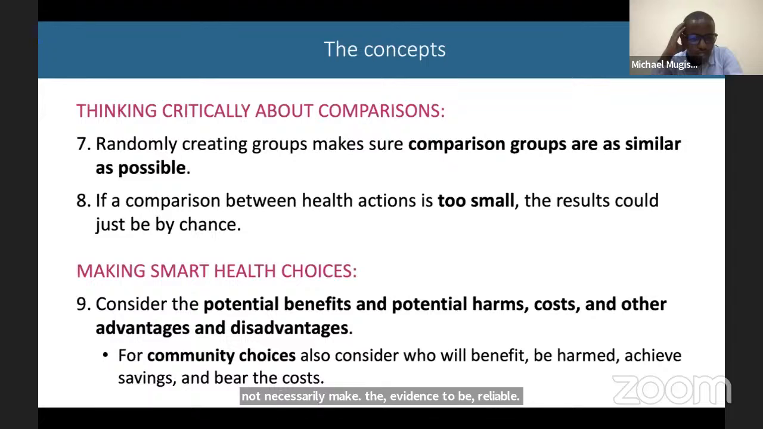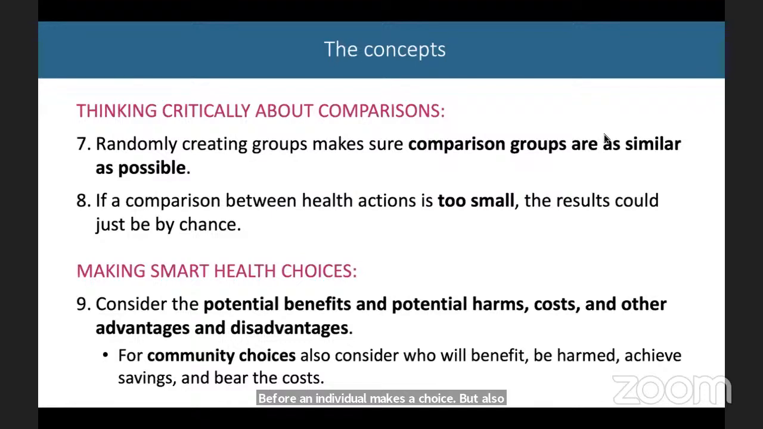Then the last group of concepts, which is making smart health choices, tries to teach people to consider benefits, harms, costs, and other advantages and disadvantages before an individual makes a choice, but also to consider community choices. You also need to consider the benefits, the harms, the savings, and the cost associated with whatever choice you are making. So in brief, these 9 concepts were felt by our team and curriculum people in East Africa to be relevant and easy to understand for high school students.